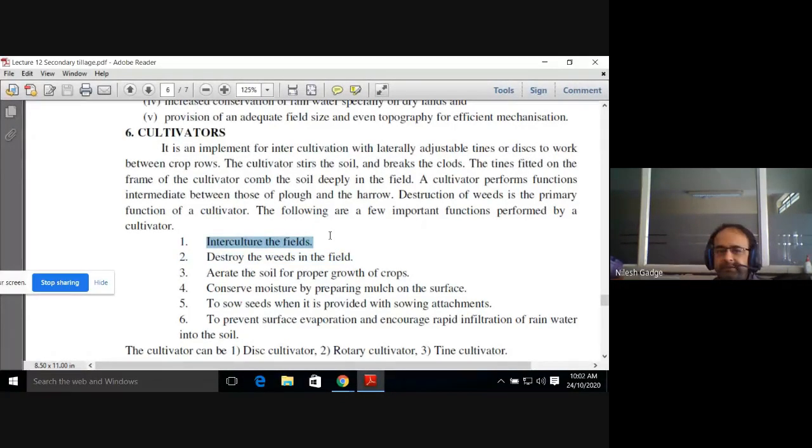interculturing the field, destroy the weeds, aerate the soil for proper growth of the crops, conserve moisture by preparing mulch on the surface, sow seeds when it is provided with the sowing attachment. We will see it later on how cultivator can be used like a seed drill, to prevent surface evaporation and increase rapid infiltration of the rainwater into the soil.